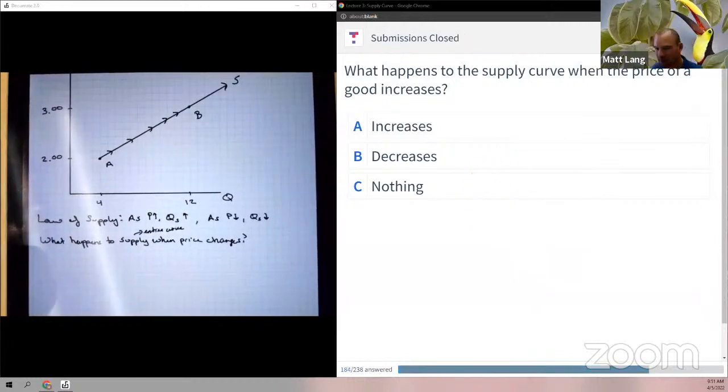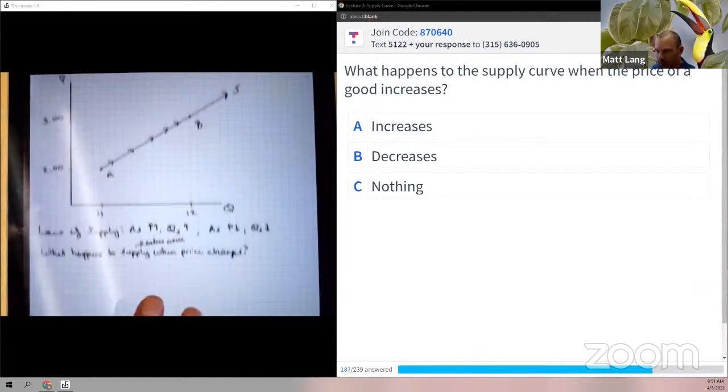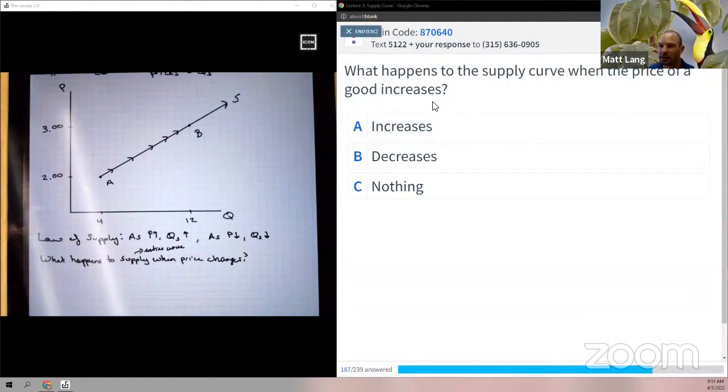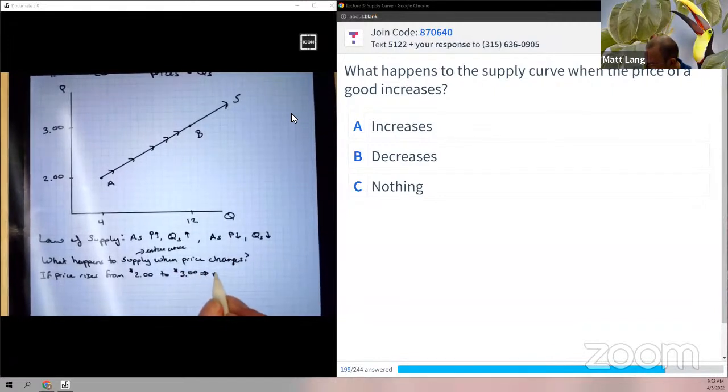All right, so I'm going to keep this open. I'm going to open this back up while I talk about this a little bit. But what I want to highlight here is what I have asked you: what happens to the supply curve when the price of a good increases? We actually see that right on here. So we go from, say, $2 to $3. We go from point A to point B. If price rises from $2 to $3, we move from A to B.